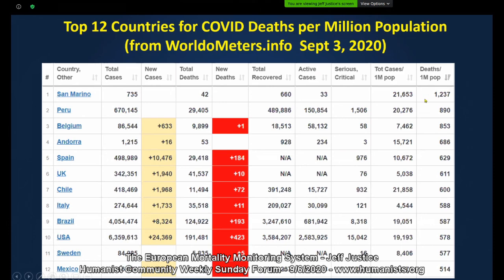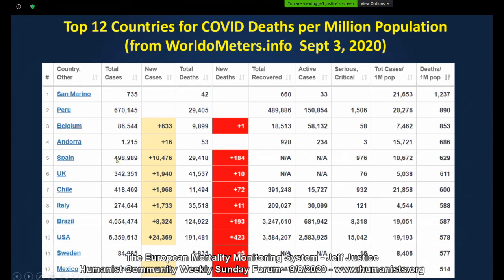So the deaths per million, this table is sorted by deaths per million, and you see that San Marino has the most deaths per million, but it's a tiny country, and so that's really not too useful. Peru has jumped into the lead as the world leader in COVID deaths per million. It just passed up Belgium. Andorra is a tiny country. Spain is medium size, and they had a lot of deaths. The United Kingdom was 6th place with 611 deaths per million. Then Chile is still moving up the list because the epidemic is still going on in Chile.